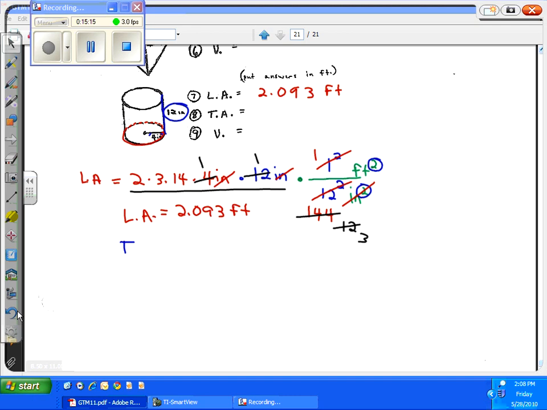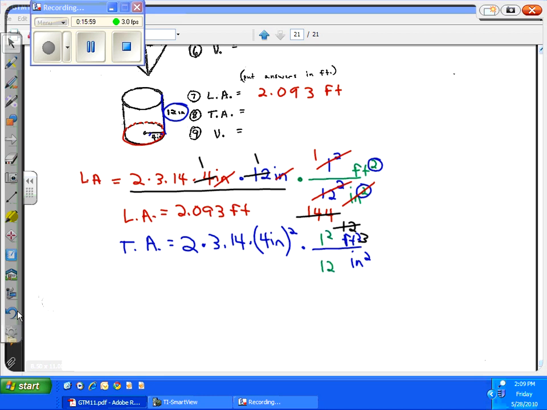To get the total area, we need to add the top and the bottom. The bottom is a circle, so we need 2 bottoms. So we're going to have 2 times the area of the bottom. The area of a circle is pi times the radius square. But we want the answer in feet instead of inches, so we're going to lose the name square inches and gain the name square feet.